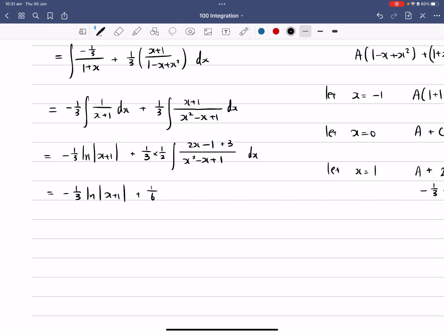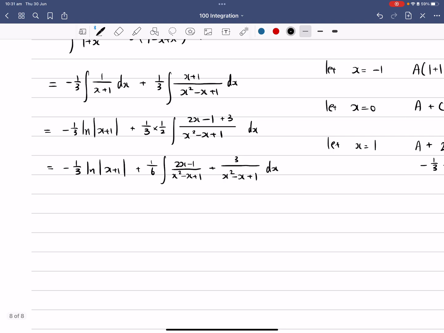Okay, 1/6. Integrate, so 2x minus 1. So now we can break this into two parts, plus 3 over. For this one, unfortunately, later you have to do completing the square again. It looks like that's a tangent inverse integration at the end. So again, we'll just keep doing it.